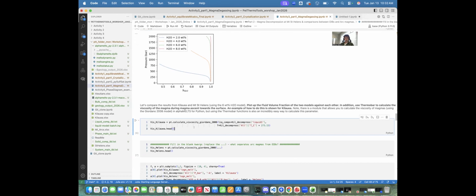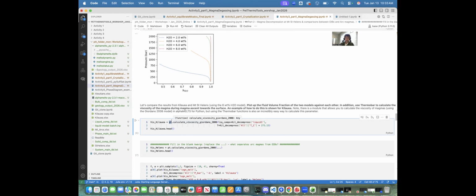So unless you had issues with the Thermobar calculations earlier on, you should be able to run this line here. Just to clarify, PT is Thermobar, so calculating pressure and temperature, I guess is why it's PT. And PTT is what we typically call PetThermoTools. I appreciate they're quite similar, probably quite easy to confuse, but yeah, P single T, Thermobar; PTT, PetThermoTools.